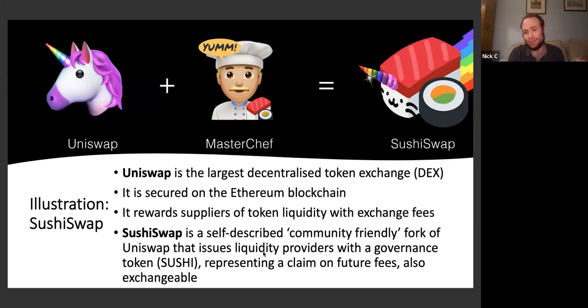So Uniswap is the largest decentralized token exchange at the moment. It is secured on the Ethereum blockchain. It rewards suppliers of token liquidity with exchange fees. Great system, very, very popular. But we've got the N-1 problem. SushiSwap is a self-described community-friendly fork of Uniswap, so it just copies the code, and issues liquidity providers with a governance token in addition to fees. And that represents a claim on future fees, and those tokens are also exchangeable.